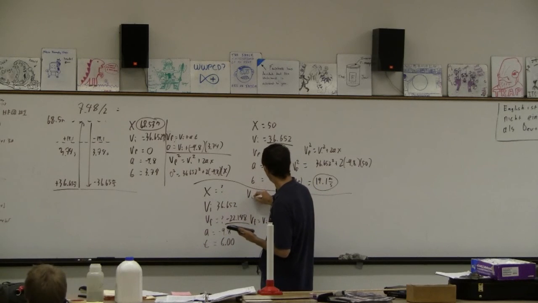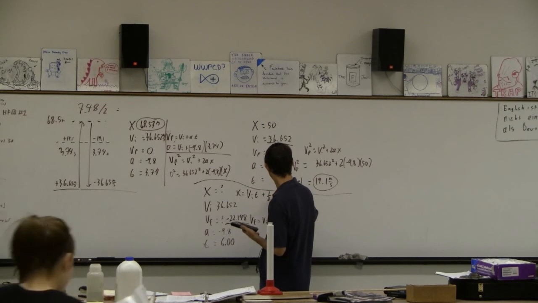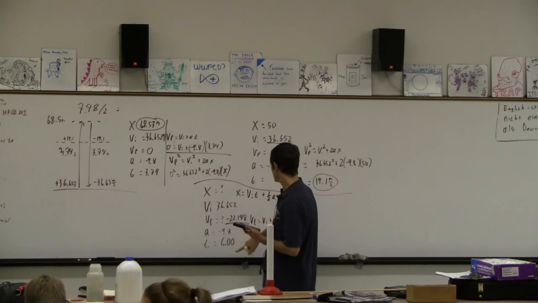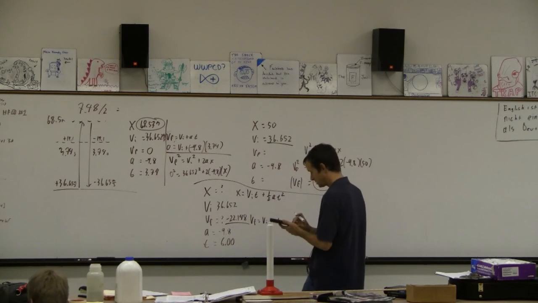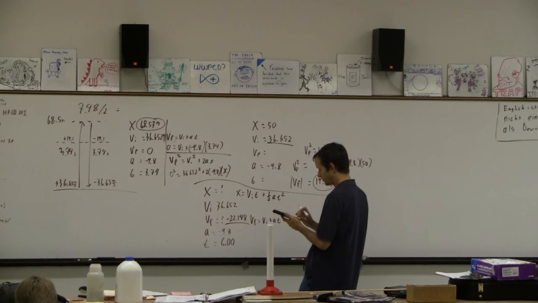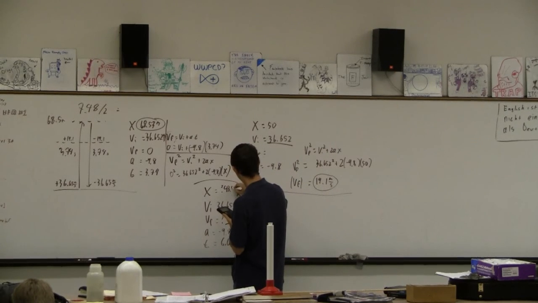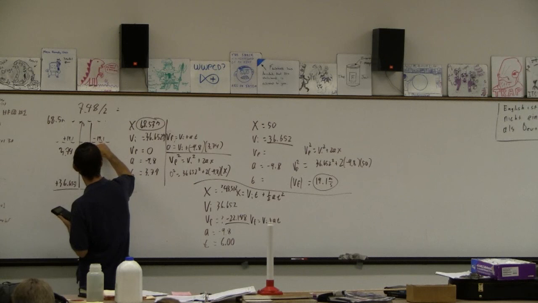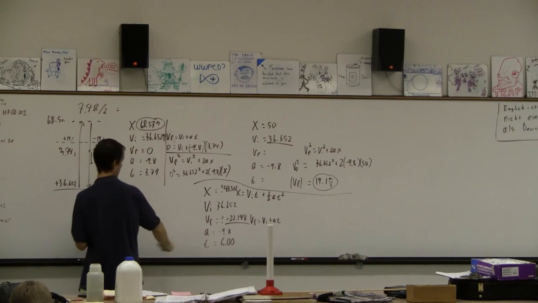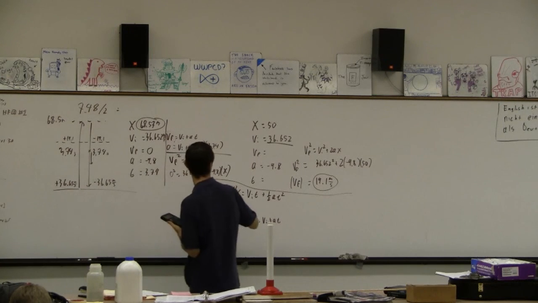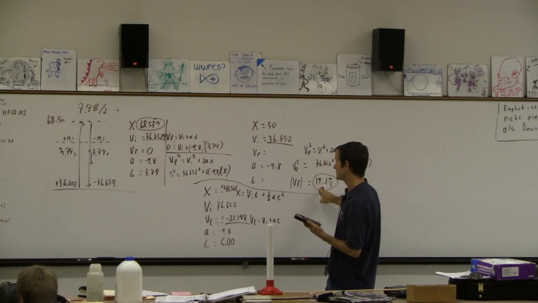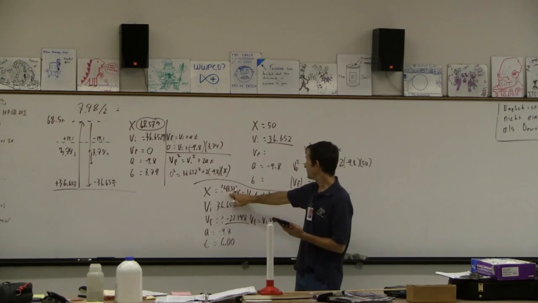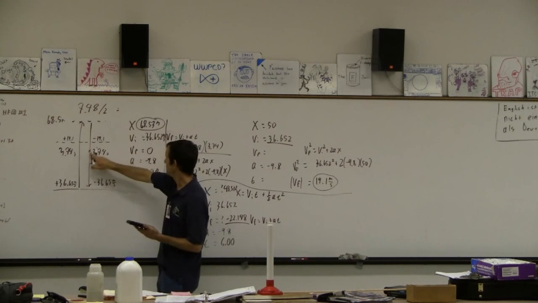And then x we can figure out. I'm going to use x is vit plus 1/2 at squared. So it's this guy times this plus 1/2 this times this squared: 36.652 times 6 plus 0.5 times negative 9.8 times 6 squared, which is 43.512. So at 6 seconds, it's actually here. It's on its way down at 22.148. So it's lower, it's faster than it was here. And it is 43.512 meters in the air, so it's below 50, it's like there.